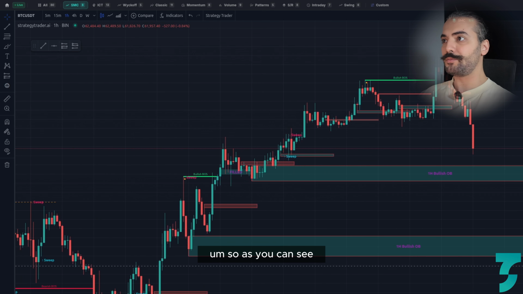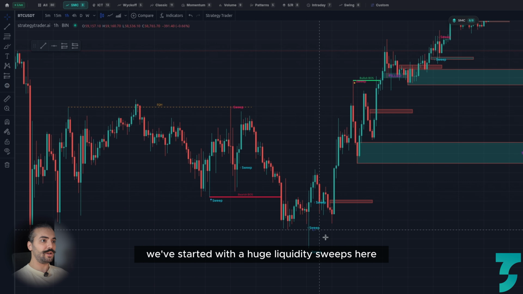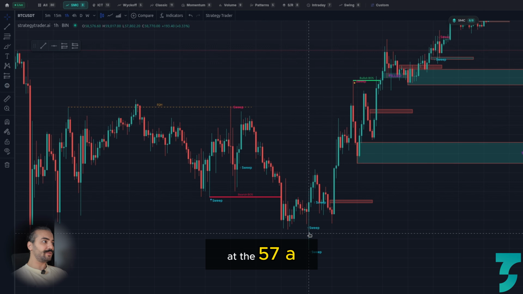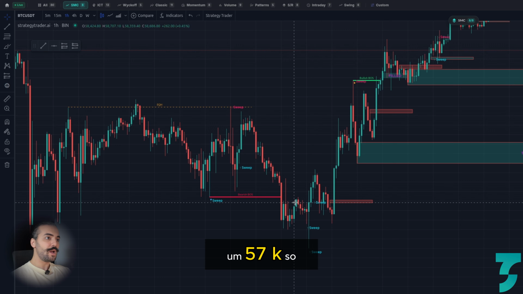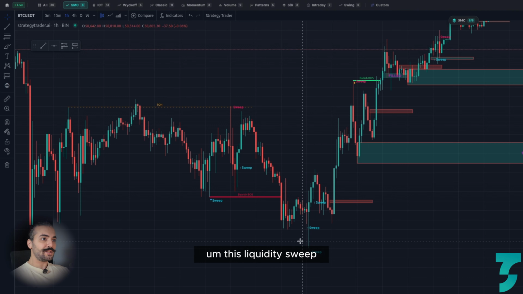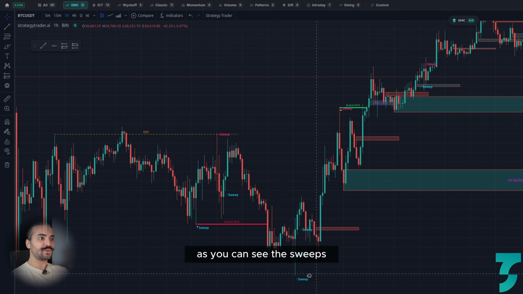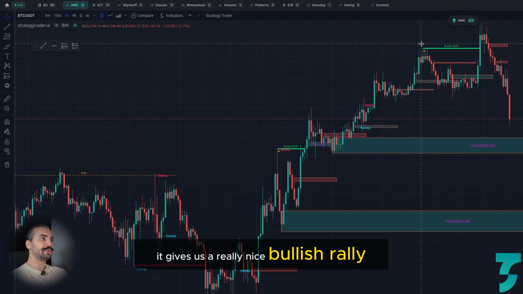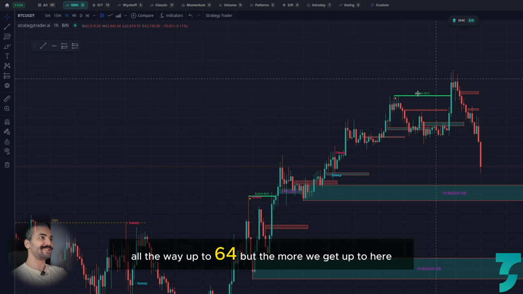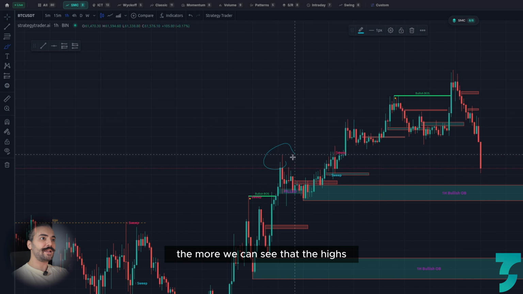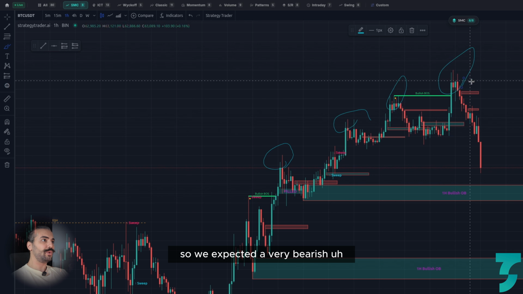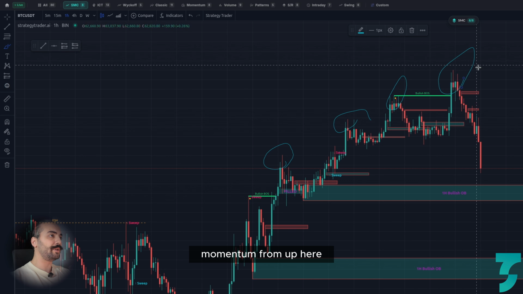All right, so as you can see, we started with a huge liquidity sweep here at the 57K. This liquidity sweep gave us a really nice bullish rally all the way up to 64. But the more we get up to here, the more we can see that the highs are getting weaker and weaker. So we expected a very bearish momentum from up here.